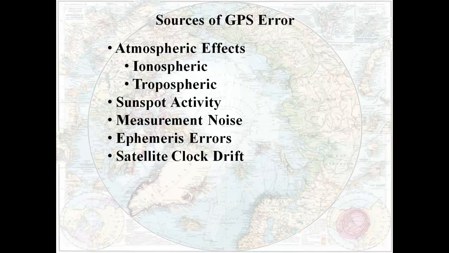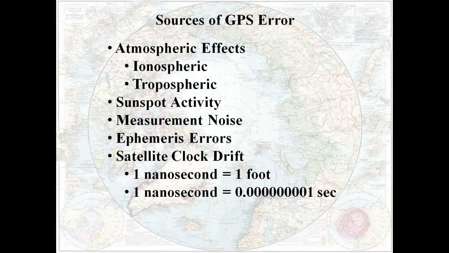The satellites have clocks, atomic clocks. There are 4 of them on each satellite, but they tend to drift after a while, and since light travels very far in a very short amount of time, just a little bit of drift will cause an error. In 1 nanosecond, the signal goes 1 foot. A nanosecond is 1 times 10 to the minus 9th seconds. So you can imagine if there's just a little bit of drift in the clocks, that's going to cause error.